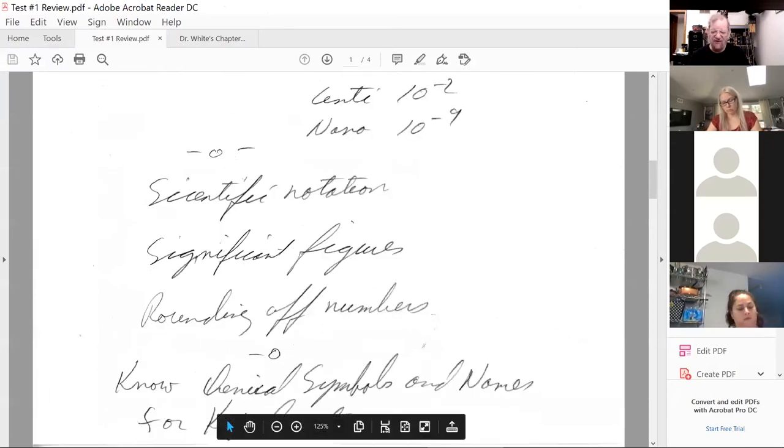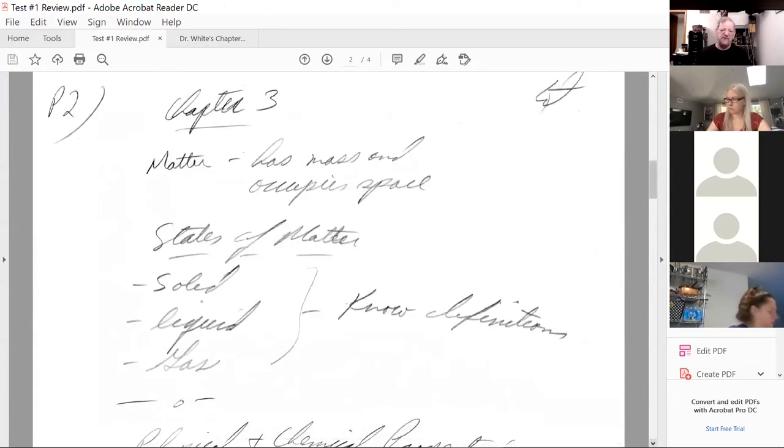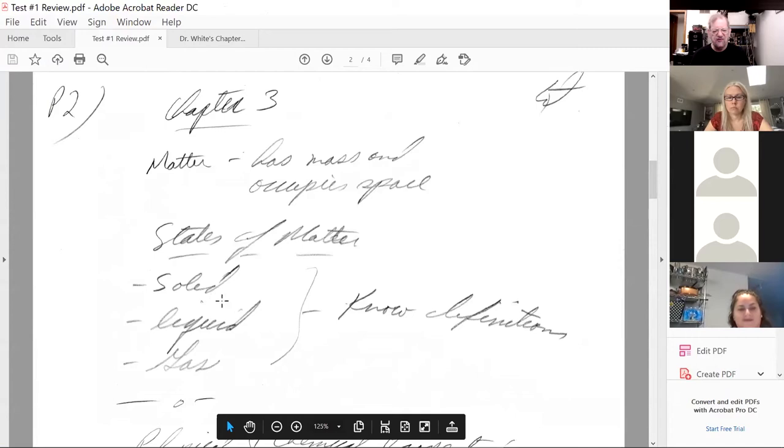Once again, don't forget about the chemical symbols and their names. Dr. White likes repetition. In chapter 3, matter has mass and occupies space. All right, everybody, together, out loud, what are the three states of matter? Solid, liquid, gas. Thank you.